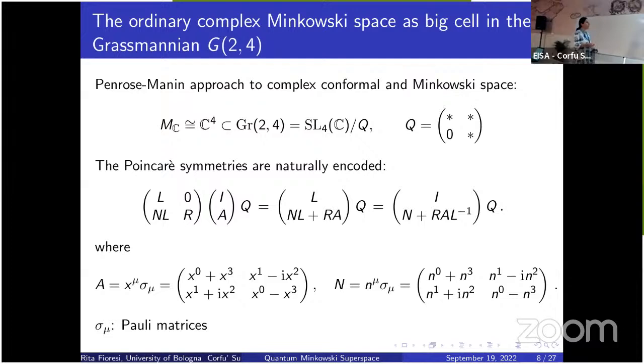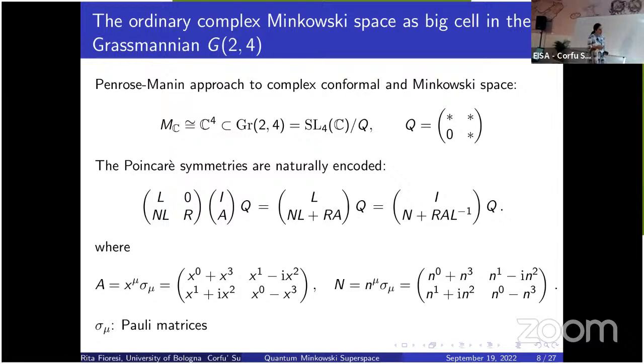So it's not an affine variety. It is a complex projective variety, which means that if you try to describe it as infinity, you don't succeed very well. This is obtained as SL4C modulo this Q, which is a parabolic. Q is a 4x4 matrix with 2x2 blocks, and there's a zero right here, 2x2.